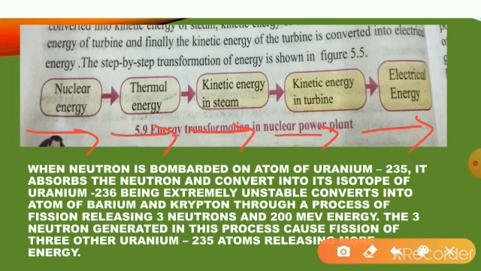When a neutron is bombarded on an atom of uranium-235, it absorbs the neutron and converts into the isotope uranium-236. Being extremely unstable, it converts into atoms of barium and krypton through a process of fission, releasing 3 neutrons and 200 mega electron volts of energy. The 3 neutrons generated in this process cause fission of 3 other uranium-235 atoms, releasing more energy.